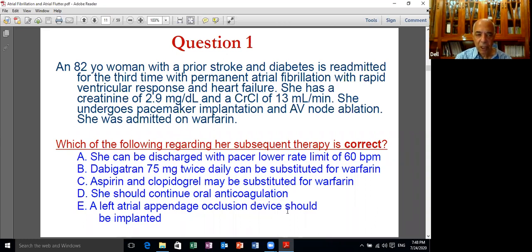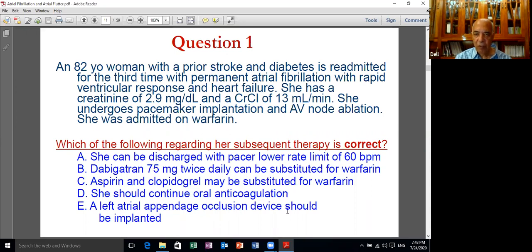The first is she can be discharged with a lower pacemaker rate at a rate of 60 per minute. This is wrong. After ablating the AV node, you get a sudden change from rapid ventricular rate during atrial fibrillation to a slow junctional rate, and this will lead to dispersion of the QT interval, and as a result of that, development of torsades de pointes and ventricular fibrillation.